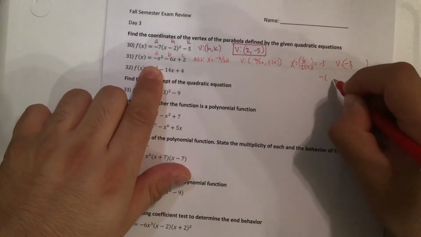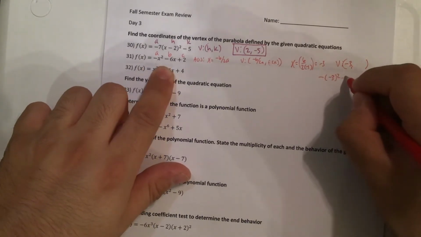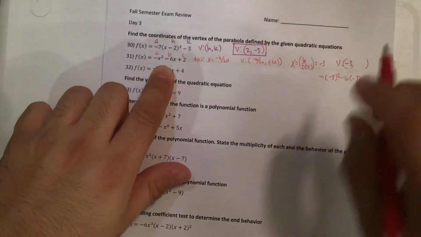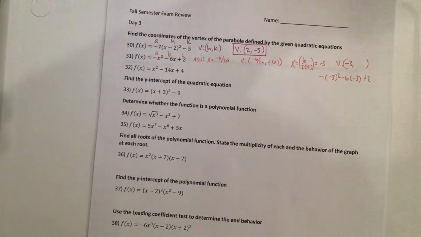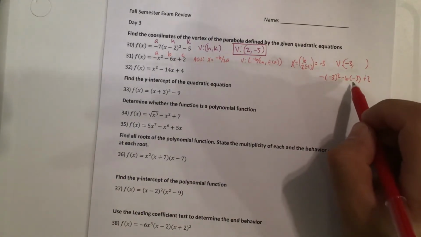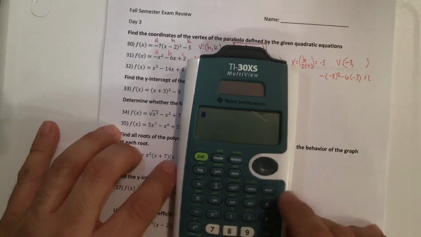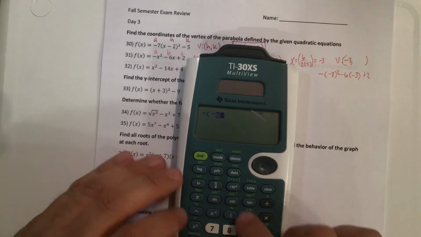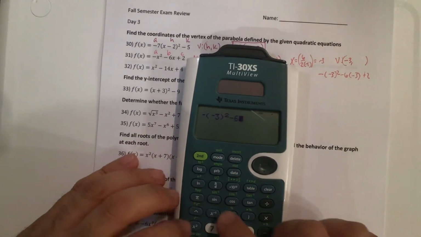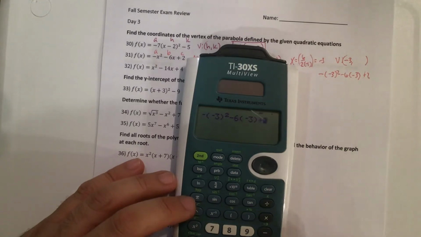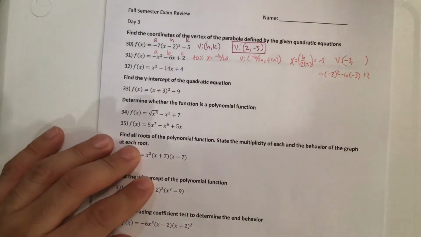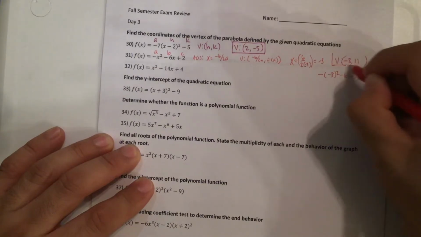So we have negative parentheses, -3 squared minus 6 times -3 plus 2. And when you work that out, you get -9, plus 18 is 9, plus that 2 is going to give me... let's verify this. I don't want to make a mistake here. Okay, so we have negative parentheses, -3, close parentheses squared, minus 6 times -3 plus 2, and we get 11. All right, I just want to verify to make sure I got that right.